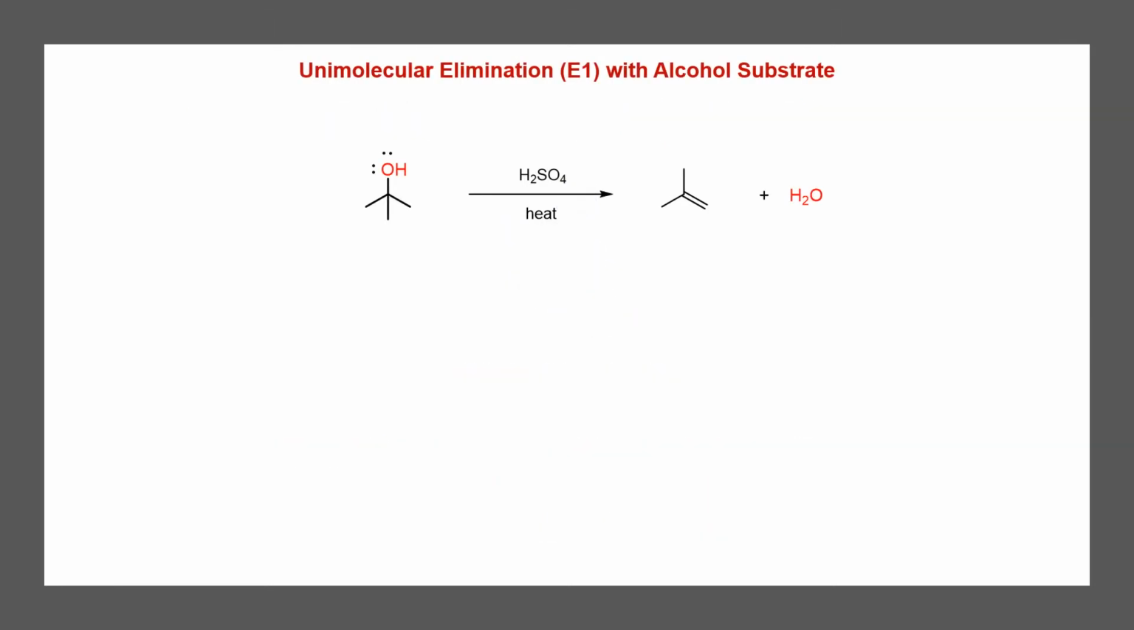When a tertiary or secondary alcohol is heated with a powerful acid such as sulfuric acid or phosphoric acid, an alkene is produced through a mechanism called the E1.